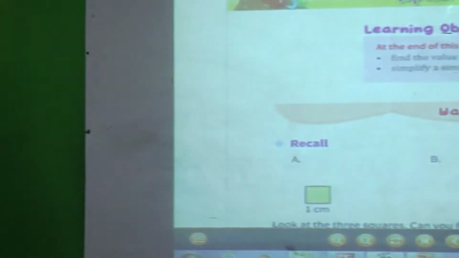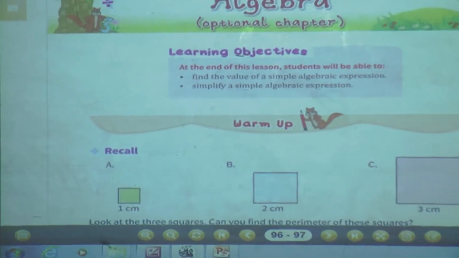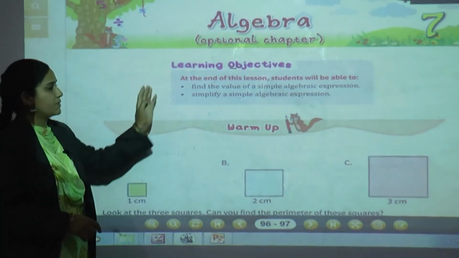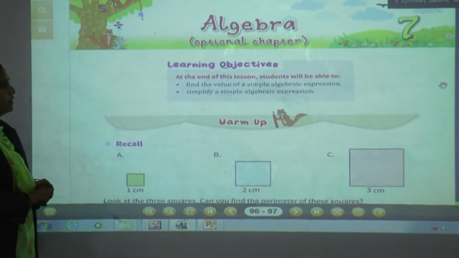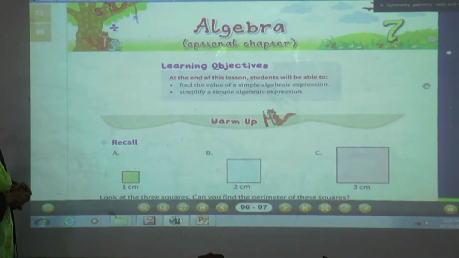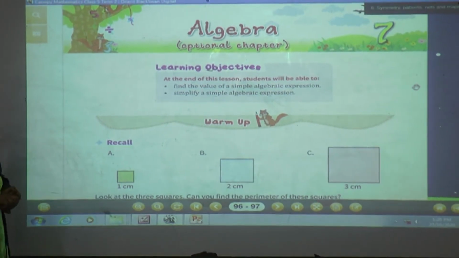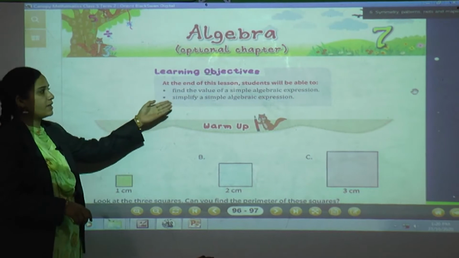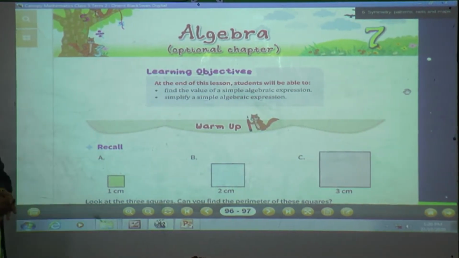This is a very interesting topic, students. Okay, so we'll see what is meant by algebra. Before that, just open your textbook, page number 97, lesson number 7, algebra. Here are the learning objectives. At the end of this lesson, you will be able to find the value of a simple algebraic expression and simplify a simple algebraic expression also.